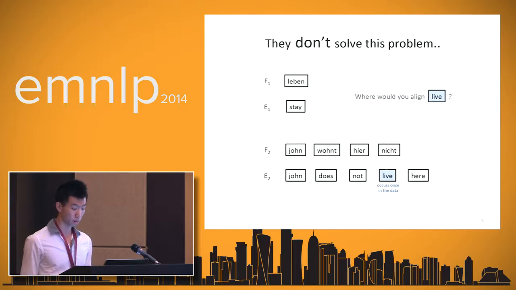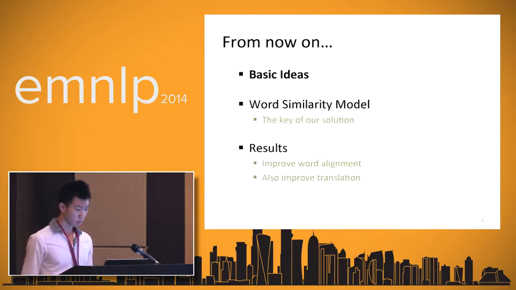This work aims to solve that problem by introducing semantic relationships. This talk will be divided into three parts. I will first discuss the intuitions and rationale behind the work, then I will explain our word similarity model, which is a key contribution of this work. And finally, I will present some experiment results.